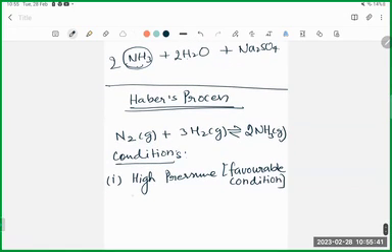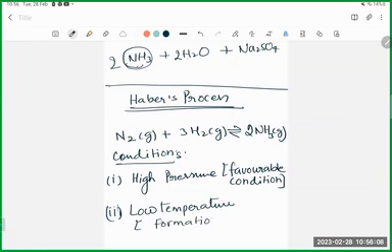So how much pressure should be taken? 200 to 300 atmosphere, sorry, 900. That much pressure can be maintained. Then second, low temperature. Temperature should not be increased very much, because then the manufacturing plant will not work. So low temperature is favorable because formation of ammonia is an exothermic process.